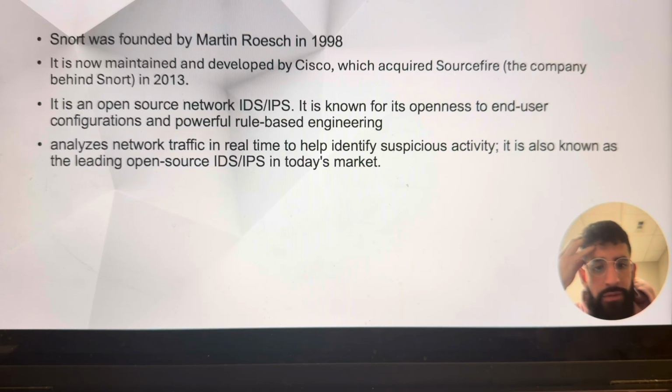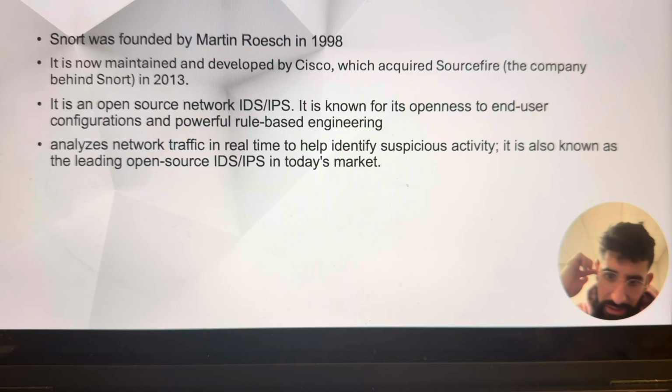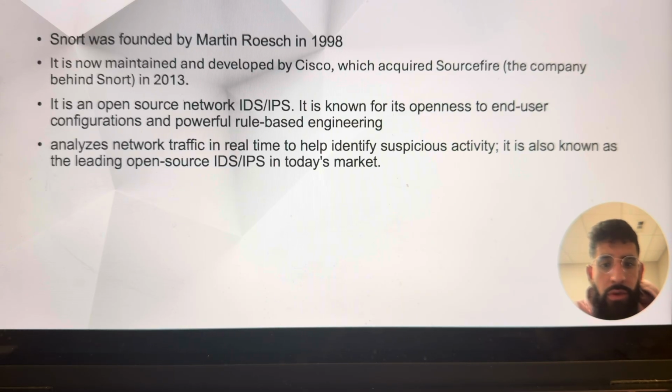It analyzes network traffic in real time to help identify suspicious activity. It is also known as the leading open source IDS/IPS in today's market. Essentially all that is saying is that it gives users more opportunity to configure their software to their own benefit. This gives the user more power to adjust as needed for their network and what they're looking for. We have used those as well in our labs, and it's pretty fun.